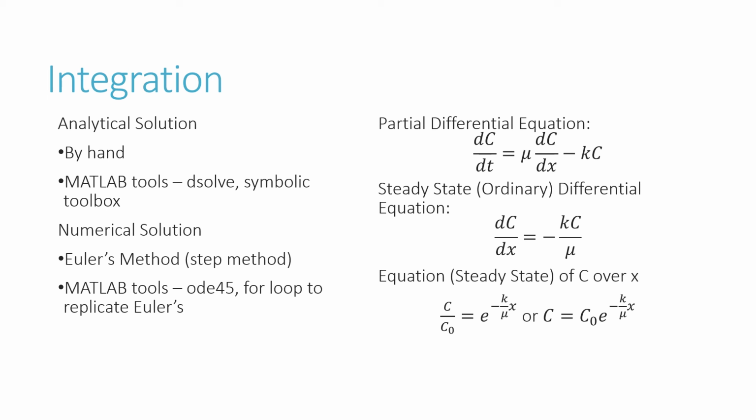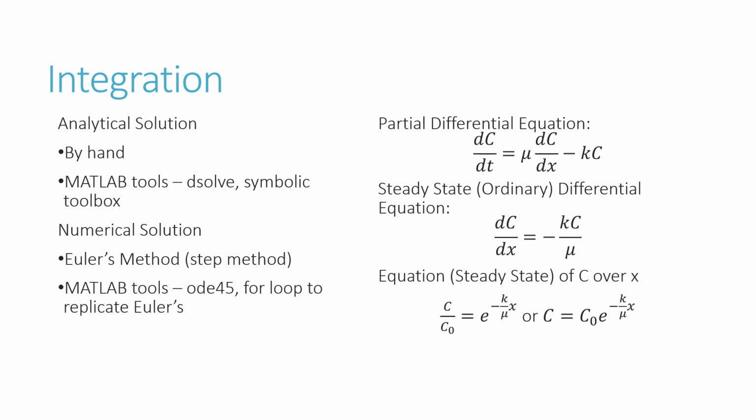Another tool is the symbolic toolbox, which is a bit more involved but is equally as easy to use. For a numerical solution, which might not be as accurate but is equally as easy to use, we can use Euler's method. This can either be done by hand using a step sequence or with MATLAB using a for loop. The greater your step size, the less accurate your solution will be compared to an analytical solution. There are MATLAB tools to help you do this, including the built-in function ODE45, as well as using a for loop to replicate Euler's equation.